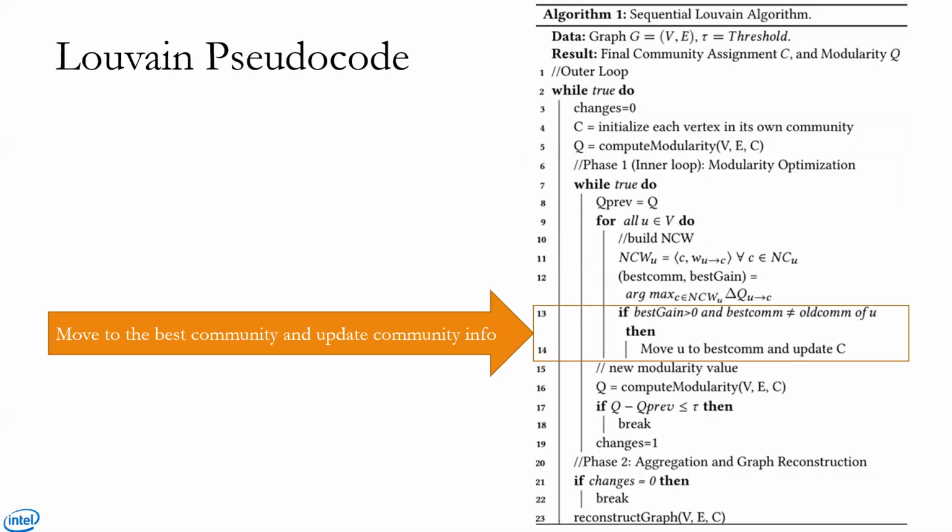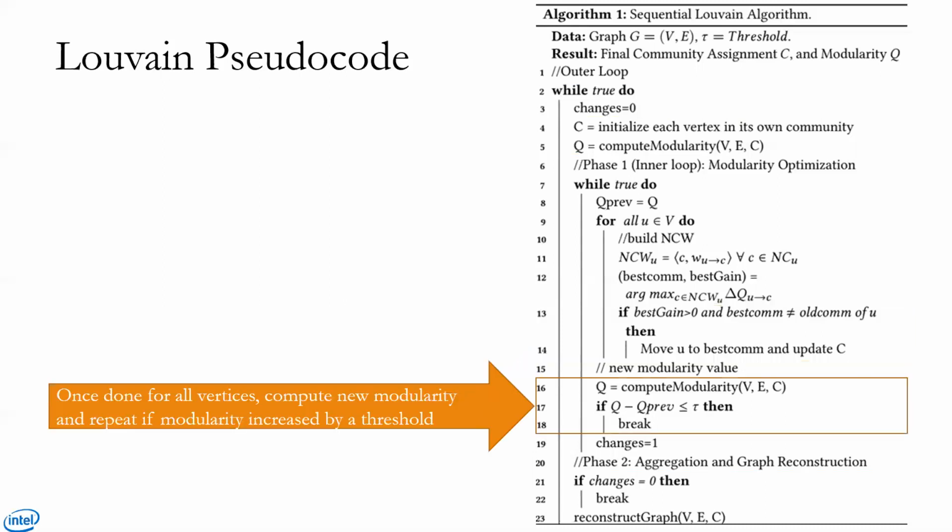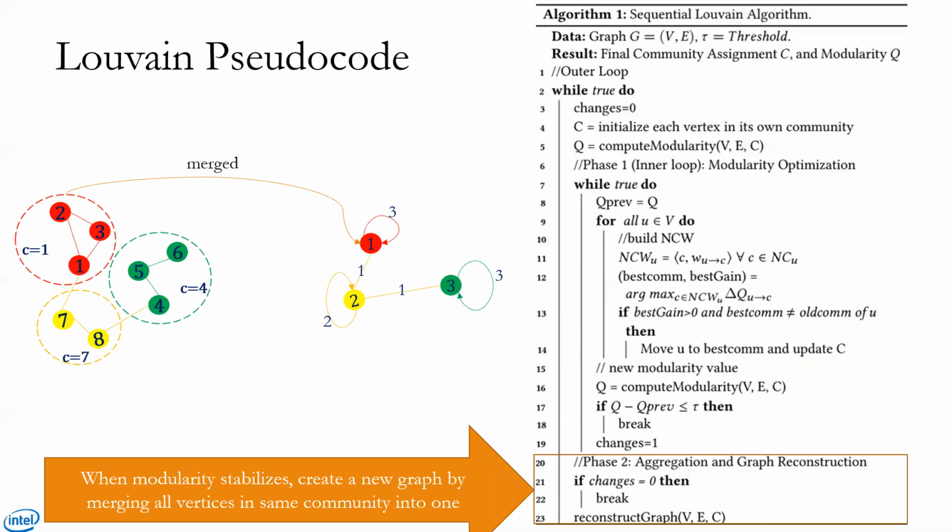Then it moves to the best community and updates the relevant community information. Once done for all vertices, it computes the new modularity value and repeats the process if modularity increased by a threshold. When modularity stabilizes, it exits phase 1 and enters the cluster aggregation and graph reconstruction phase, where it creates a new graph by merging all vertices in the same community into one and connecting them by the aggregated edges as shown in the figure.